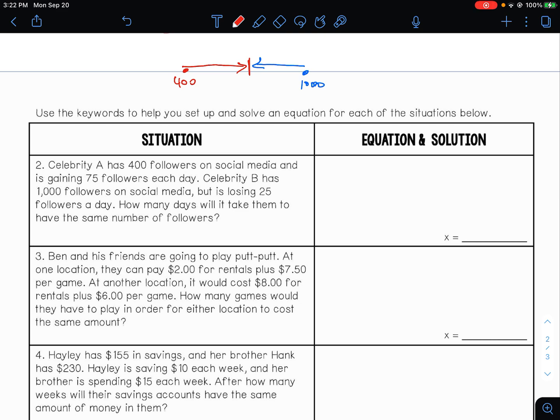Here's how we set it up. Let's highlight. This is Celebrity A. Has 400 followers on social media and is gaining 75 followers each day. Celebrity B has 1,000, but is losing 25 followers a day. Those are the two things we're going to set equal to each other.